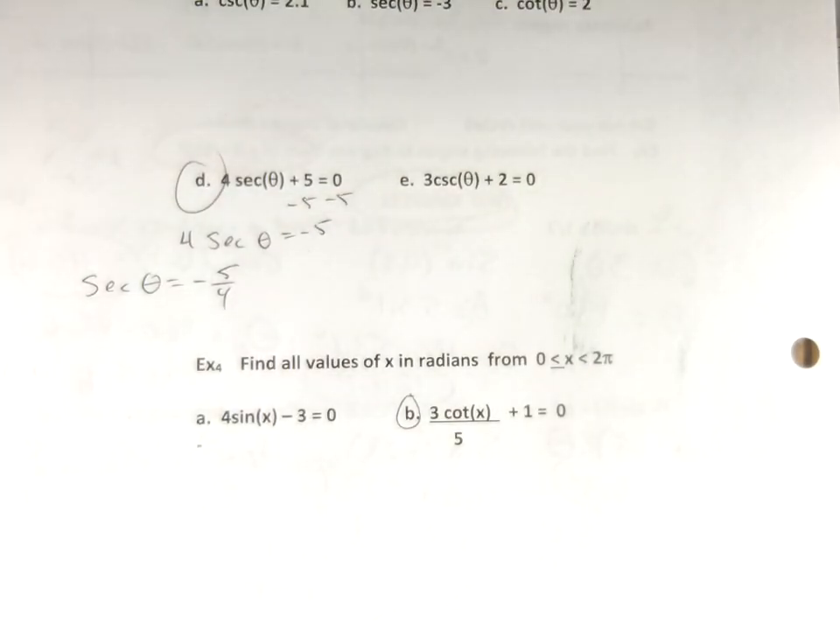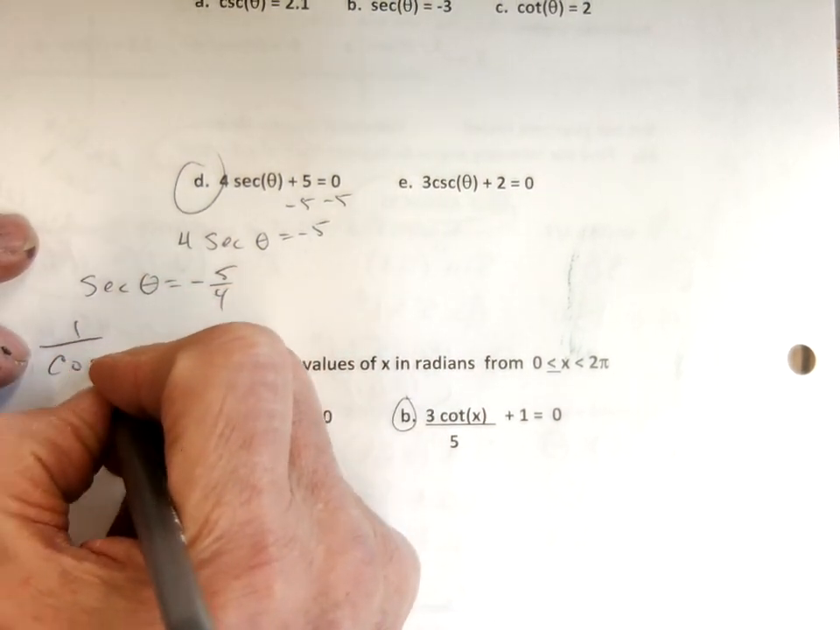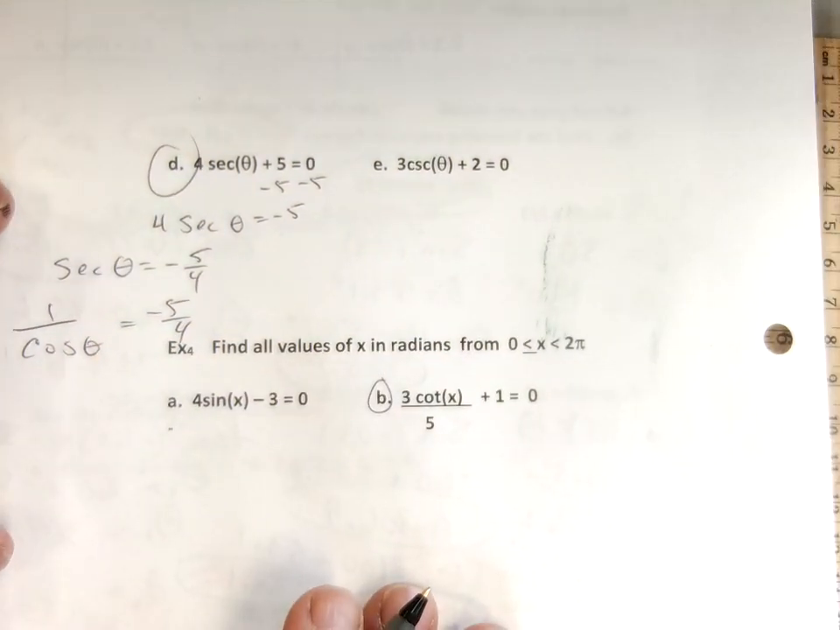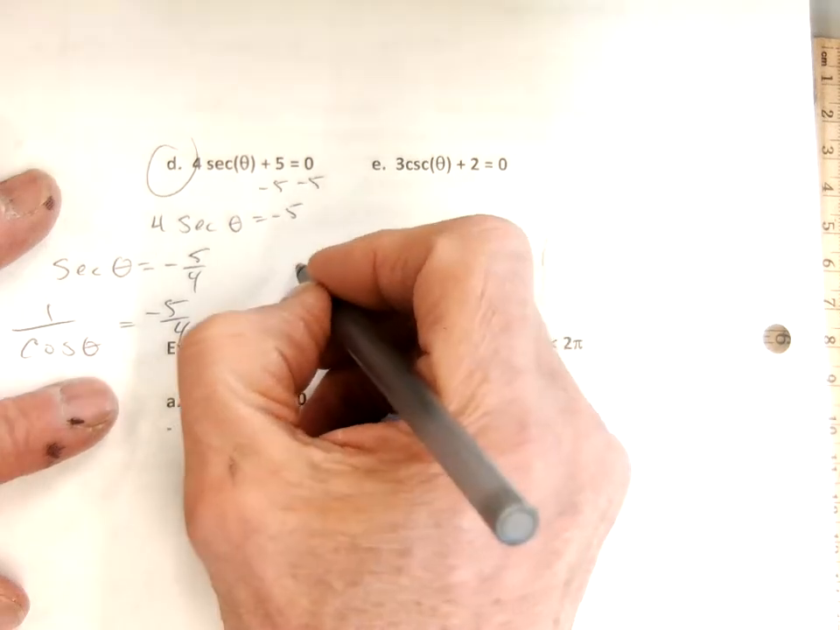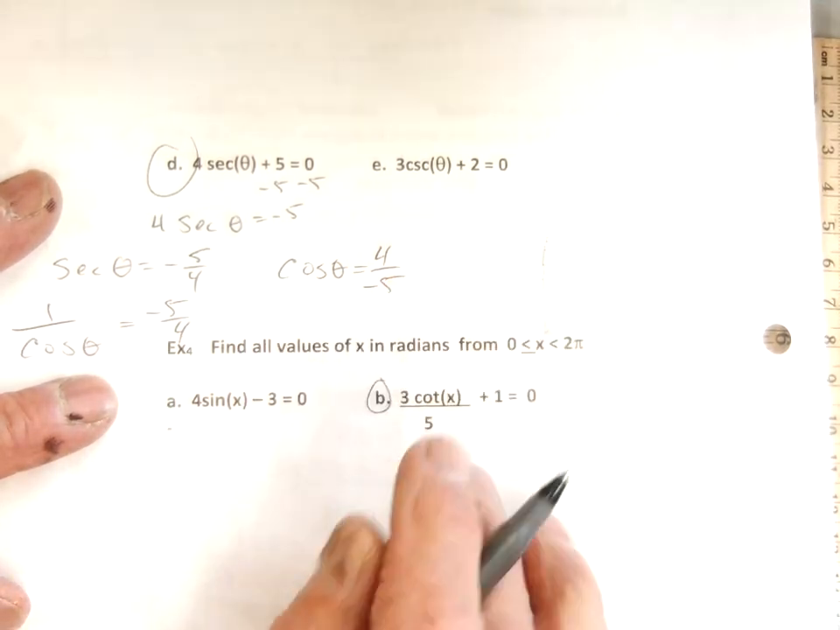Secant is not in your calculator or in the circle, but cosine is, right? So we're going to change it to 1 over cosine theta is equal to negative 5 over 4. And that's the same thing as cosine of theta equals 4 over negative 5. Okay?